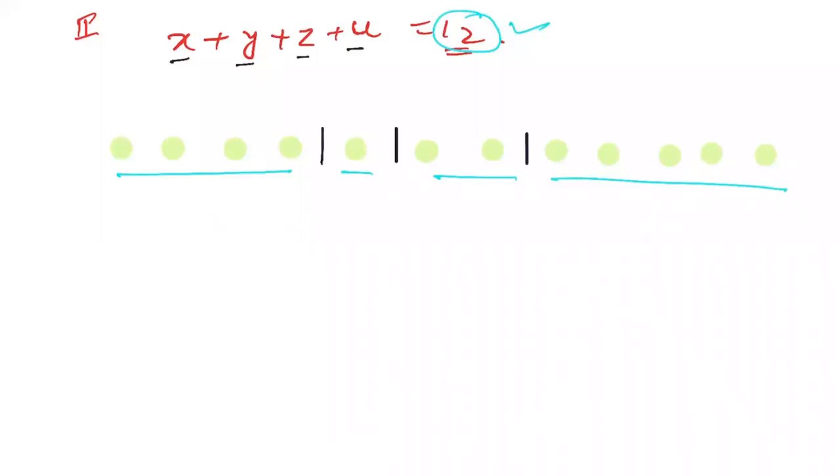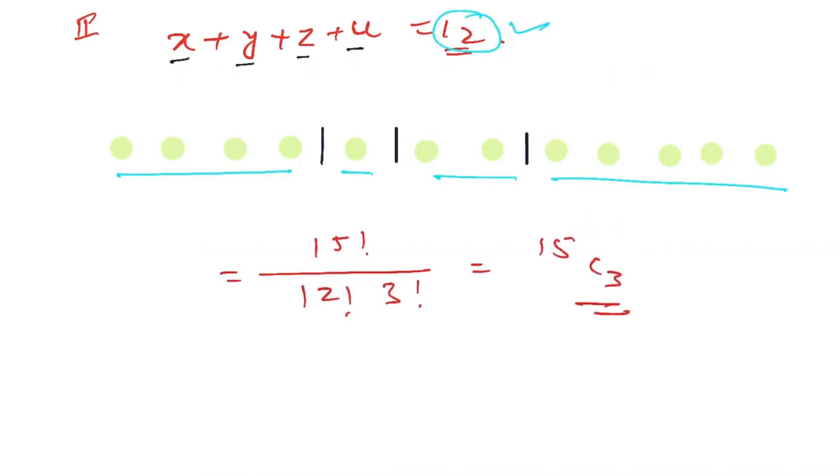12 articles are given. So the number of ways these 12 articles and 3 separators can be arranged will be our answer, as the 3 separators are identical and the 12 things are identical. So the total number of ways in this case will be 15 factorial by 12 factorial 3 factorial, or this is 15C3, or this 15C12, both are the same thing, right?